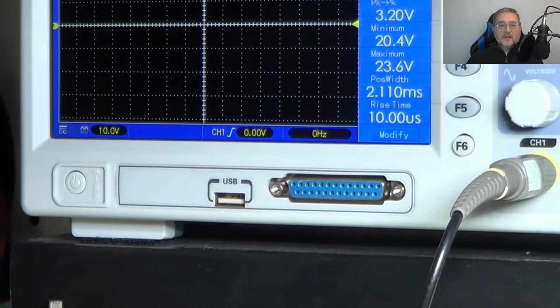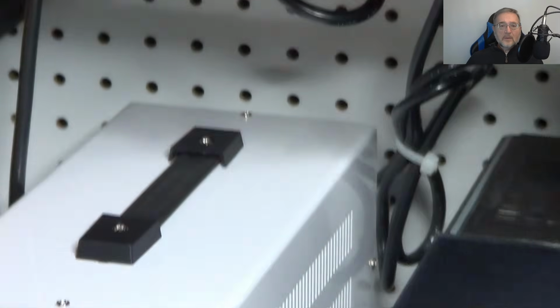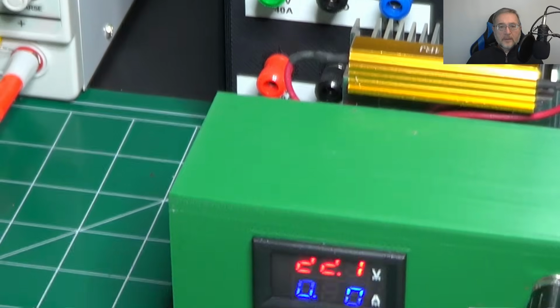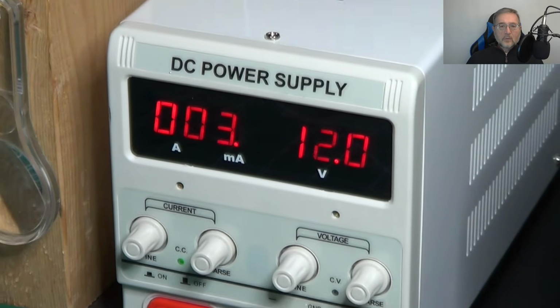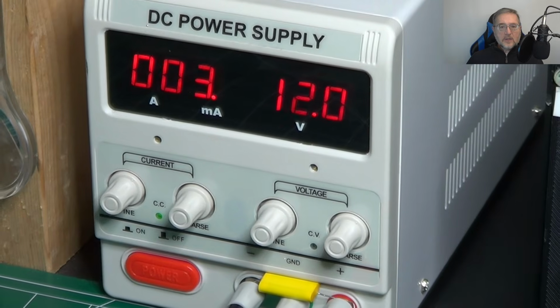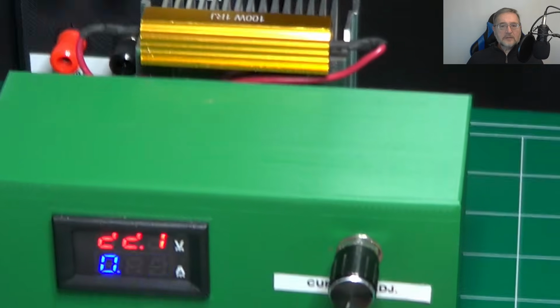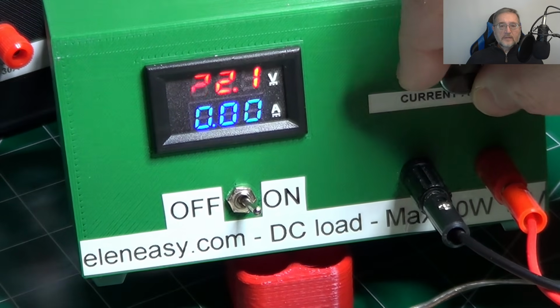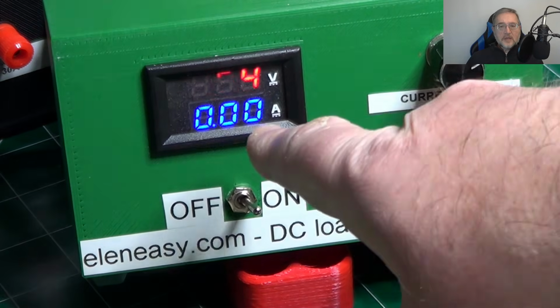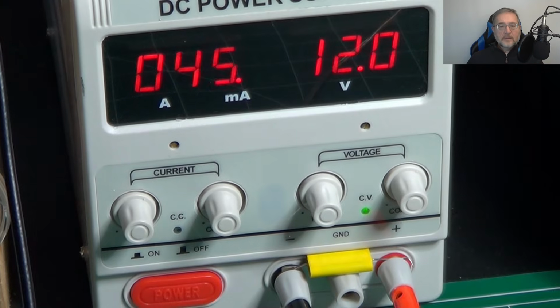I will now start increasing the current on the load, and we can measure on the ammeter on the power supply how much we are using, while the voltmeter of the load and the oscilloscope will tell us how much is the corresponding drop of voltage. See, the voltage has dropped significantly just with a load of about 40 mA.